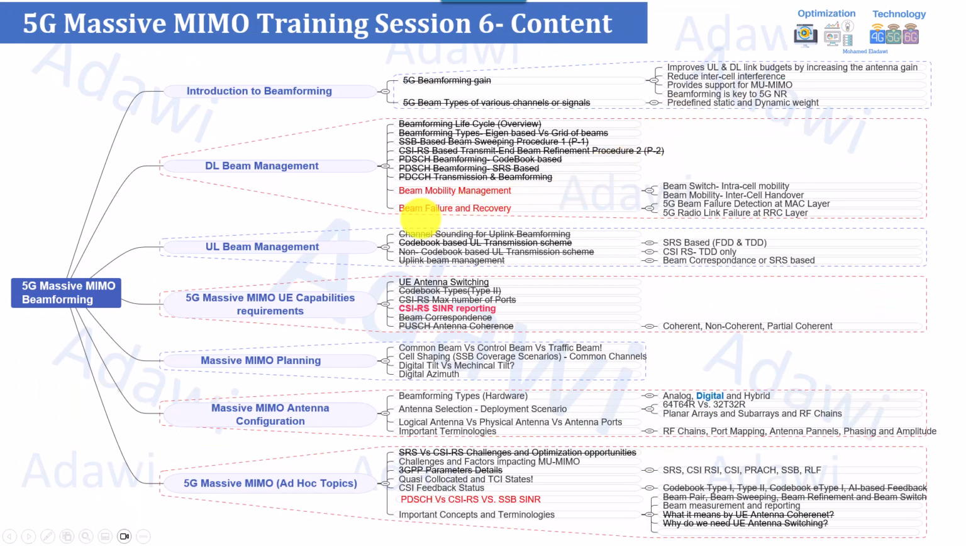Again, today's video is going to cover beam mobility management, where we'll mainly speak about beam switching for intra-cell mobility and, the other way around, inter-cell handover or inter-cell mobility. How both of them work in 5G Massive MIMO, and what kind of parameters we need to look into whenever we are trying to optimize or understand the behavior of beam mobility or handover in Massive MIMO.